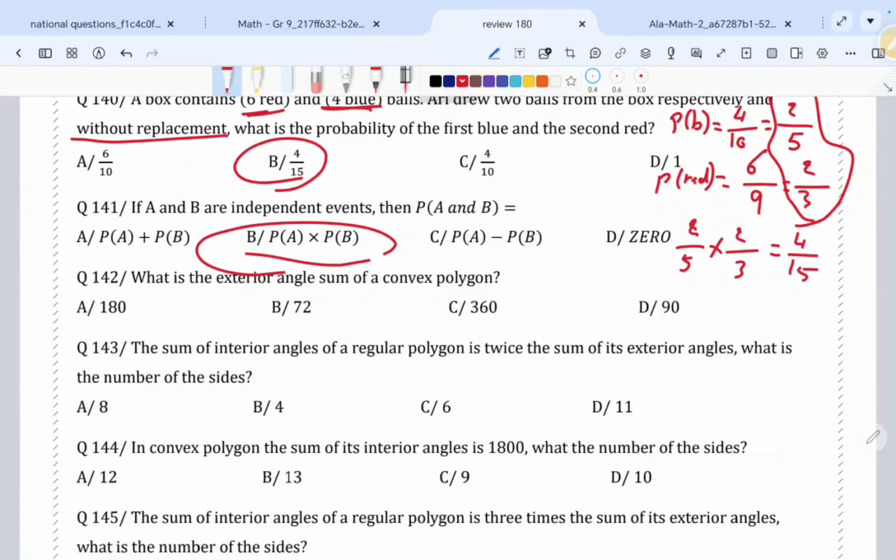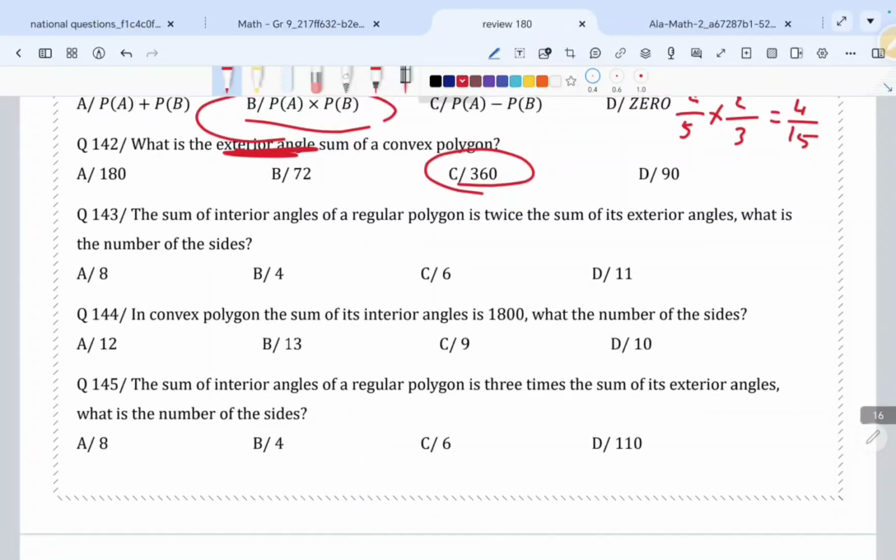Now let's start chapter 5. Question 142. What's the exterior angle sum of a convex polygon? Okay, how can we solve it? It's a rule. The exterior angle sum is directly equal to 360. The sum of interior angles of a regular polygon is twice. If you remember, I told you.